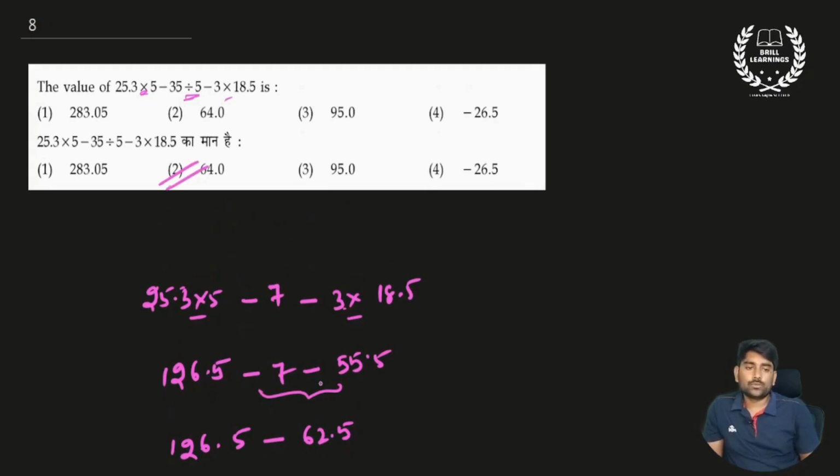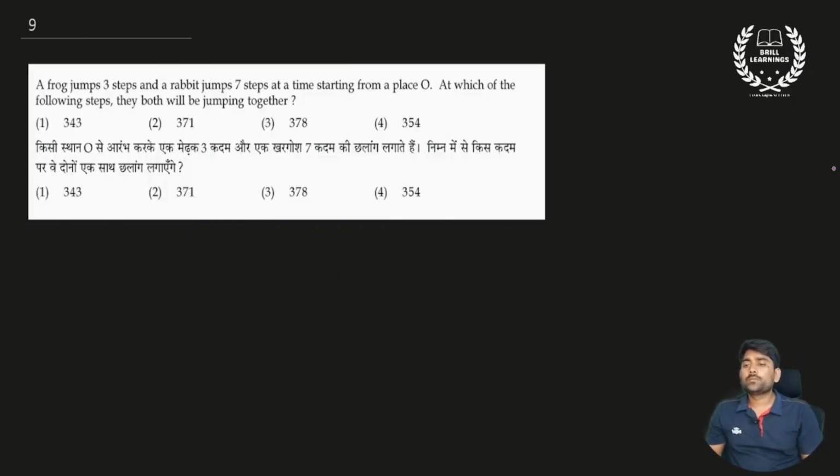Let's move on to the next question. A frog jumps 3 steps and a rabbit jumps 7 steps at a time starting from a place O. At which of the following steps they both will be jumping together? So in order to solve these kind of questions, first take LCM of the given numbers. What is the LCM of 3 and 7? We will get 21. What does it mean? For every 21st step they will jump together.